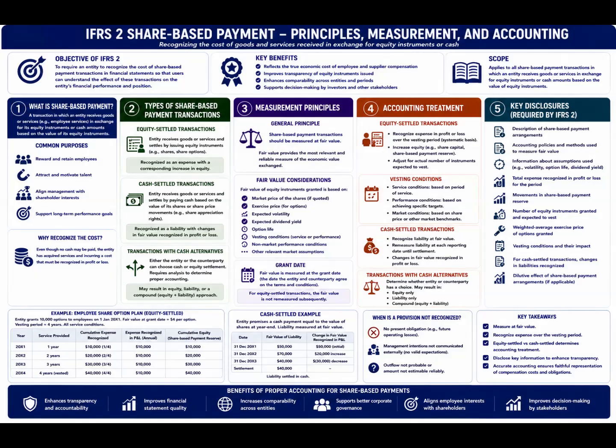IFRS 2 requires entities to recognize the economic cost of these transactions within financial statements, even when no cash payment occurs. The standard improves transparency by ensuring that compensation expenses associated with share-based arrangements are reflected appropriately in profit or loss and equity. Proper accounting for share-based payments is essential because these arrangements can significantly affect profitability, equity, and employee incentive structures.